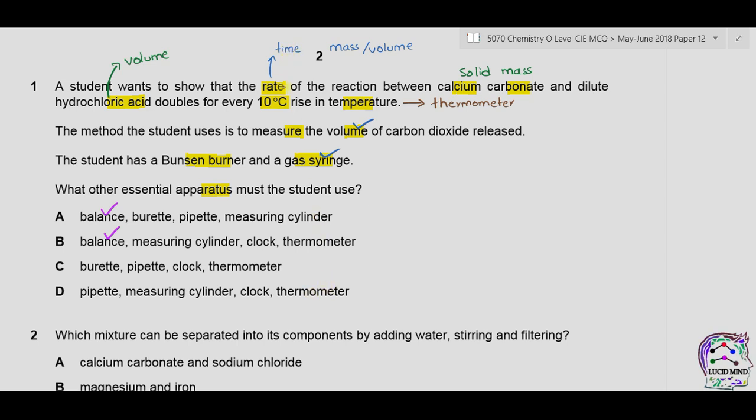For measuring time, we need stopwatch or clock. In part A, we can see there is no stopwatch or clock. In part B, it is given. Then we have temperature, for which thermometer is needed. And finally, for volume of hydrochloric acid, we can use measuring cylinder. So correct answer is part B.